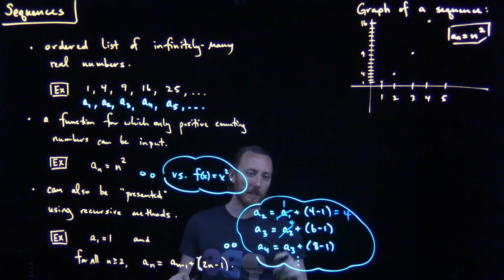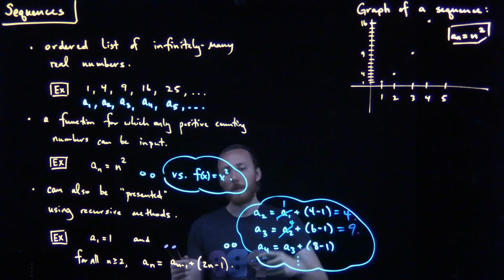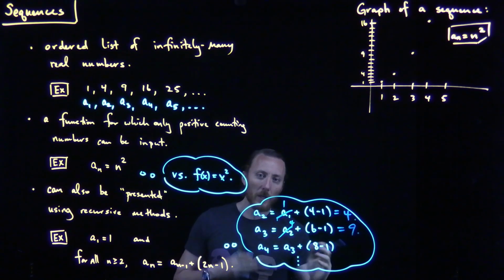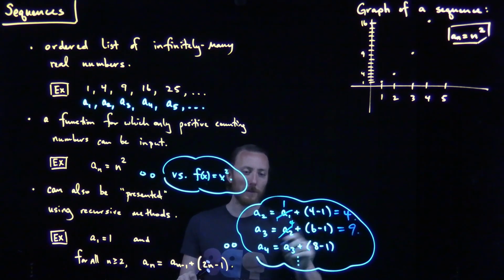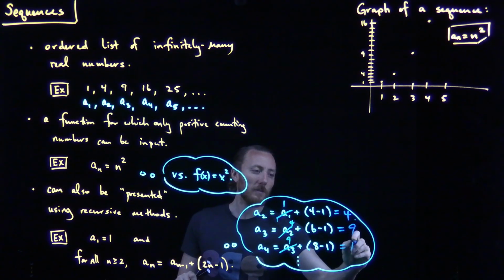We computed that previously. So 4 plus 5 would just be 9. So now we have A3 from A2. But now that we've got A3, we can compute A4 using our recursive relationship, because A4 is just A3 plus 7. But A3 was 9, so 9 plus 7 gives you 16.